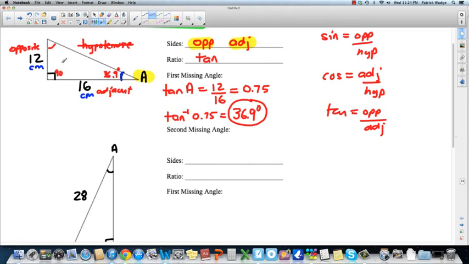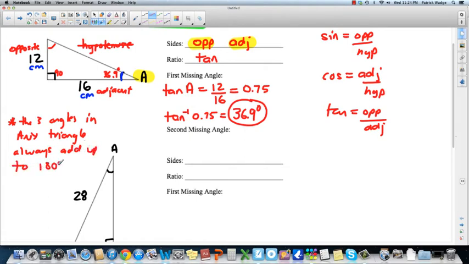They always add up to 180. If you don't know that, you might want to write that down somewhere. The three angles in any triangle, doesn't matter what the triangle looks like, always add up to 180 degrees. So that being the case, if we know this one's at 90 degrees and we know this is 36.9 degrees, how can we figure out this angle here?